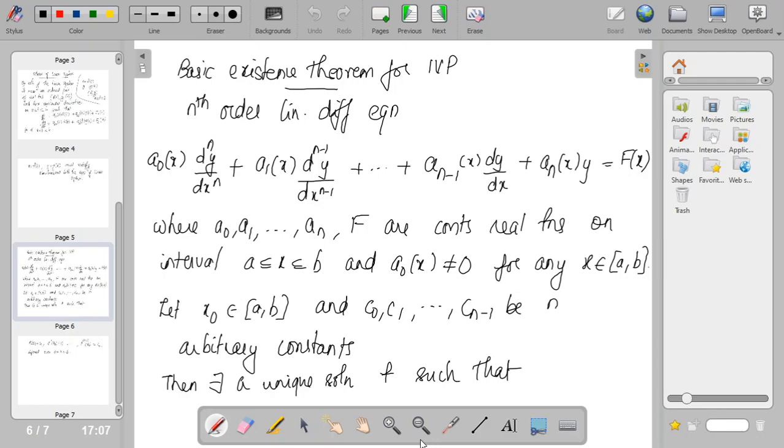So analogous to this, the same theory is applicable in the case of a linear system of equations. So in today's class we will see the analogous theorems and the analogous definitions. First we will look into the basic existence theorem for an nth order linear differential equation, and then we will go on to the linear system.